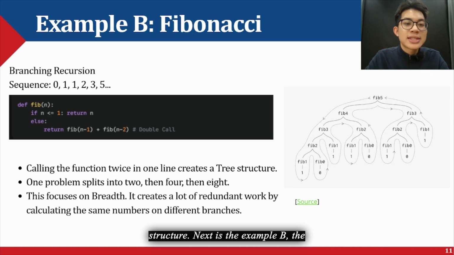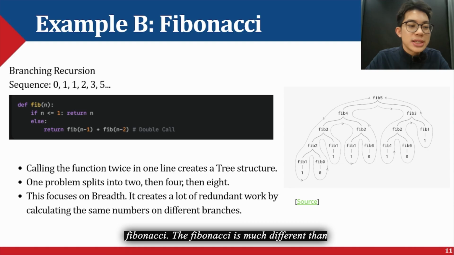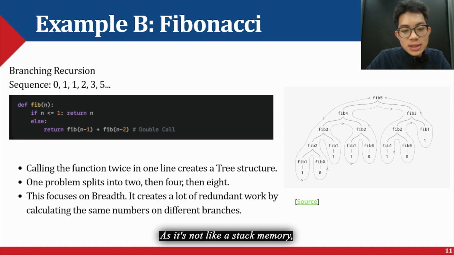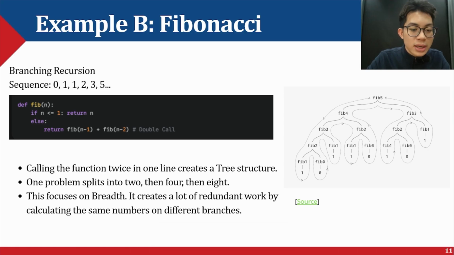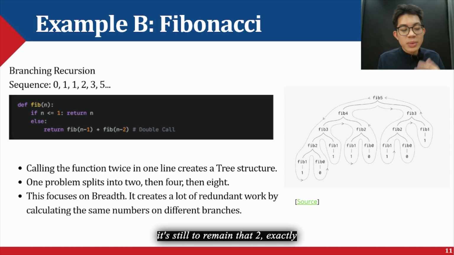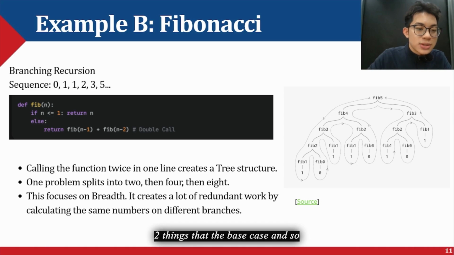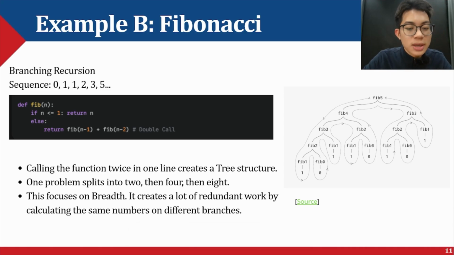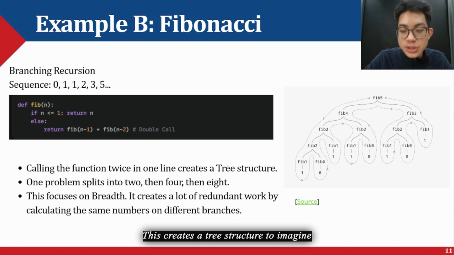Next is example B, the Fibonacci. The Fibonacci is quite different, much different from the last example. This is branching recursion. It's not like a straight line like the stack memory in the last example. It still has exactly two things, the base case and also the recursive step, but the recursive step is different. It's calling the function twice in one line, and this creates a tree structure.